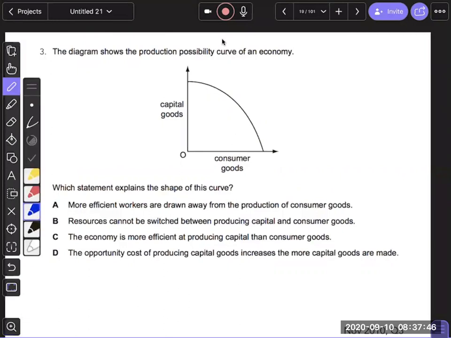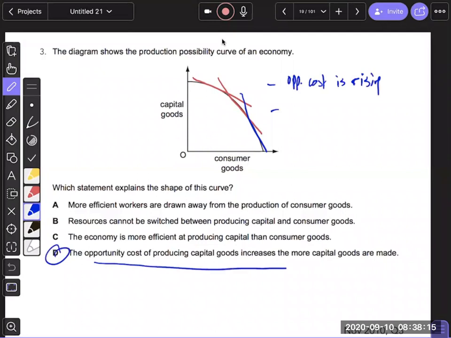This is what we call a concave to the origin PPC. Here, you can see the opportunity cost, or the slope, is rising. This is what we call rising opportunity cost. Isn't that the case we did yesterday? It's called rising opportunity cost as the slope is becoming steeper. Yes or no? Which means D, the opportunity cost of producing capital goods increases as more capital goods are made. Is it this one?